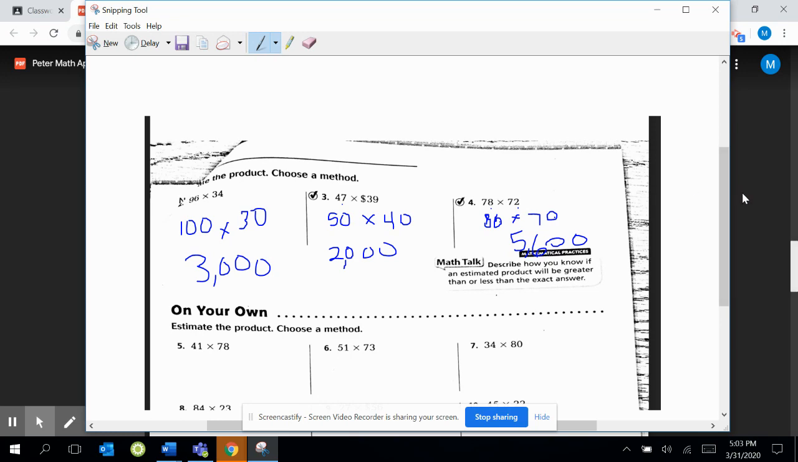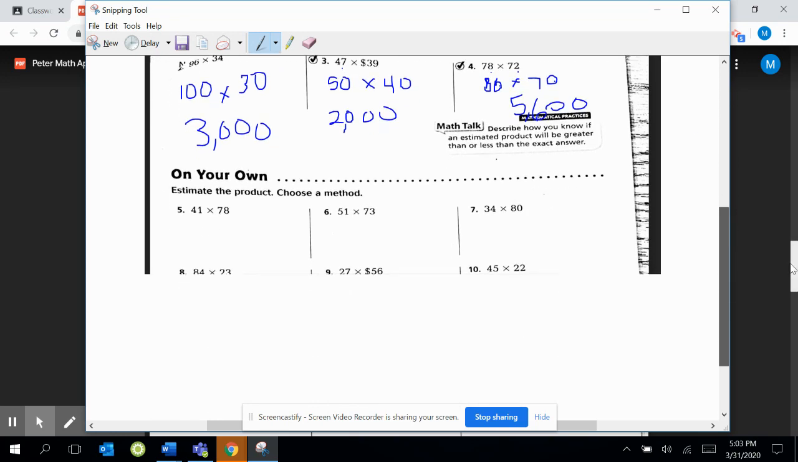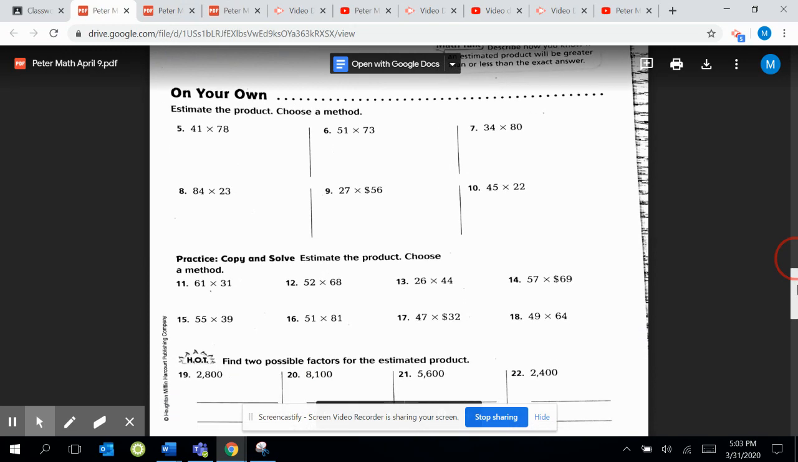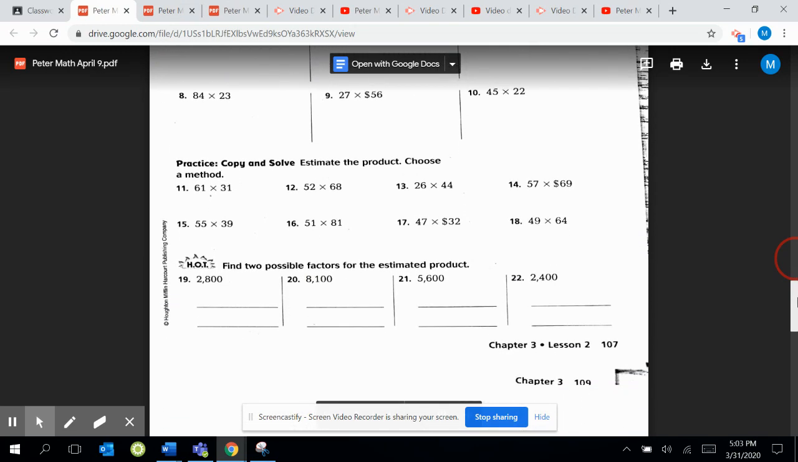I hope this is an easy page for you, Peter. I think that it will be. You can do these on your own.